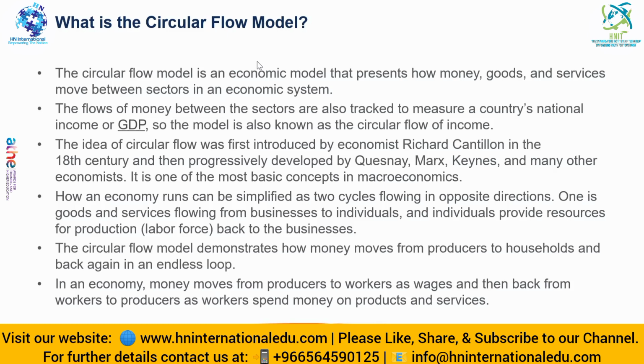One is goods and services flowing from business to individuals, that is, the supply to the demand. We produce the products because the demand has been created in the market. And individuals provide resources for production, the labor force, back to the business. That is, when we do the primary production, when we need raw materials, labor is required. So individuals give the outcome to the producers. The circular flow model demonstrates how money moves from producers to households and back again in an endless loop.